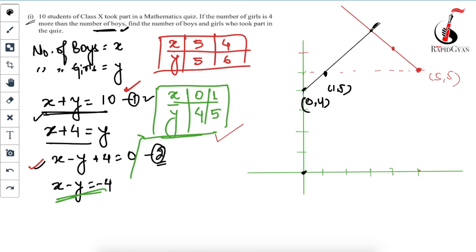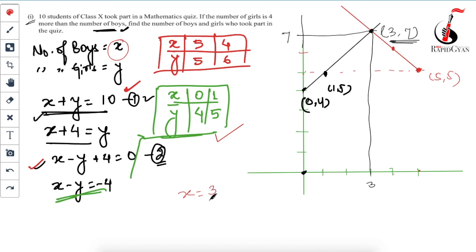So this is my point of intersection, means the coordinate of this point is going to be my solution. So what will be the coordinate of this point? If you are actually using the graph, this will be your 7 and this will be your 3, correct? So this is your 3 comma 7. What do you mean by 3 comma 7? Means the value of x is equal to 3 and the value of y is equal to 7. It means the number of boys is equal to 3 and the number of girls is equal to 7. That's your answer. Hope it's clear, guys.